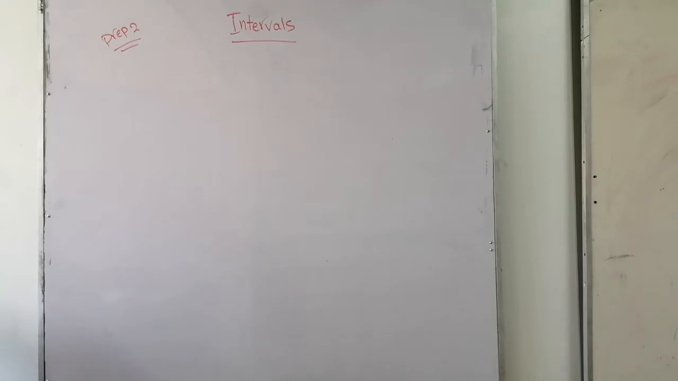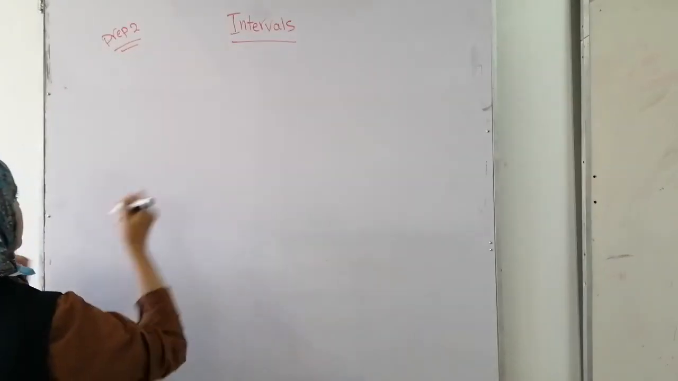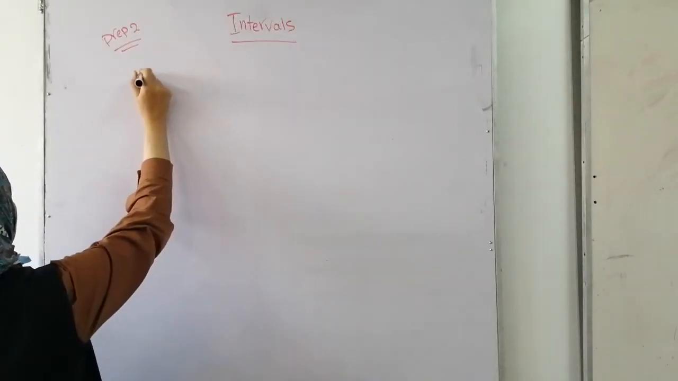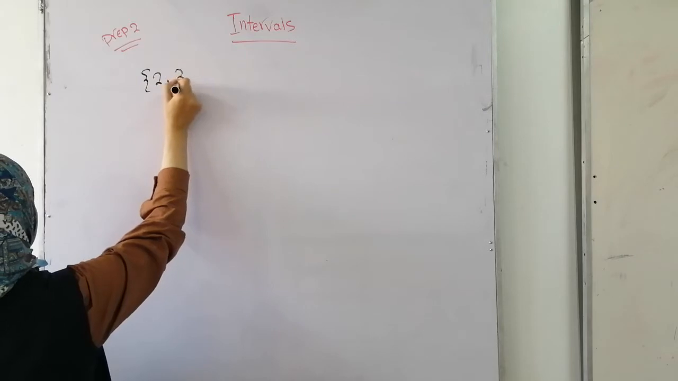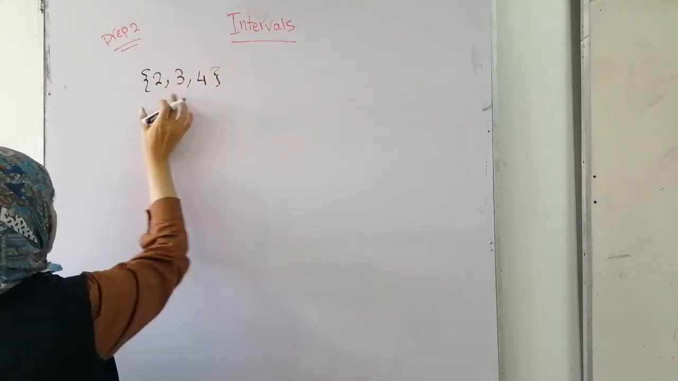Today we take the fourth lesson in preparatory 2 stage. It's called the interval. Now we end the rational number and the irrational number and the real numbers. But now we take the interval. The interval is a group of numbers. We take before 2 and 3 and 4 like numbers.